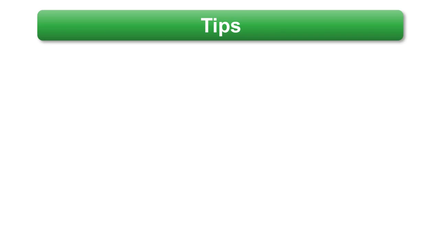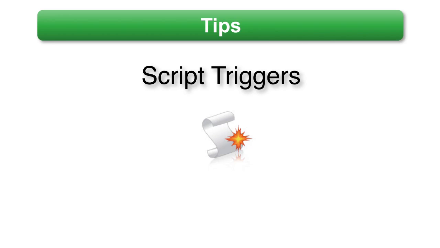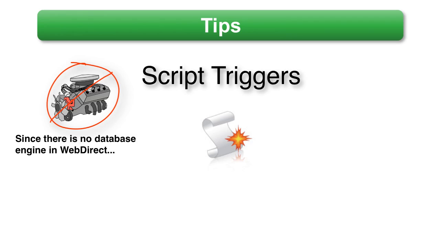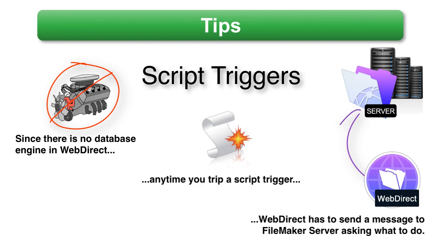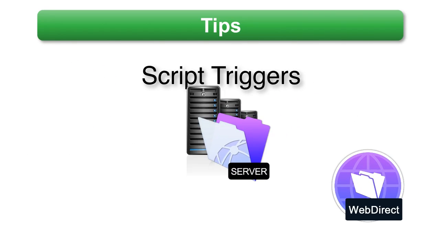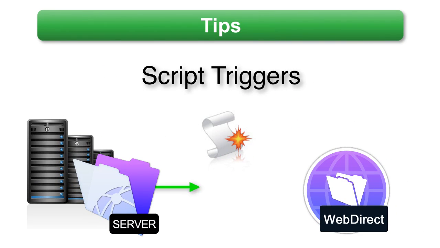Now, something else to keep in mind is that script triggers are something that's new to the FileMaker platform, probably in the last decade or so. Script triggers are really neat, but because there's no database engine in your WebDirect, anytime you trip a script trigger, WebDirect has to send a message to FileMaker Server across the network and ask FileMaker Server what to do. So if you're the kind of person that likes to put script triggers everywhere, you might want to rethink that just a little bit, because every time you activate a script trigger, you're causing interaction back and forth across the network between you and your FileMaker Server. And for best performance, you want to mitigate that traffic back and forth.